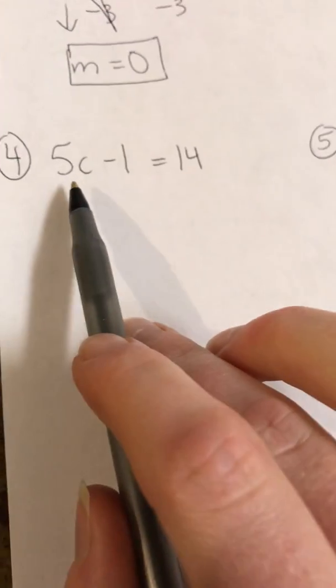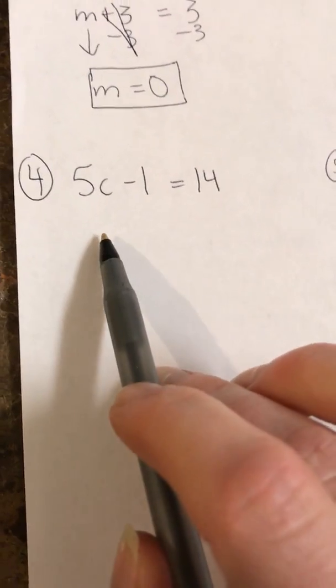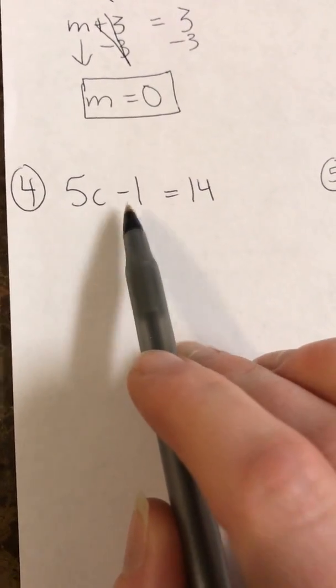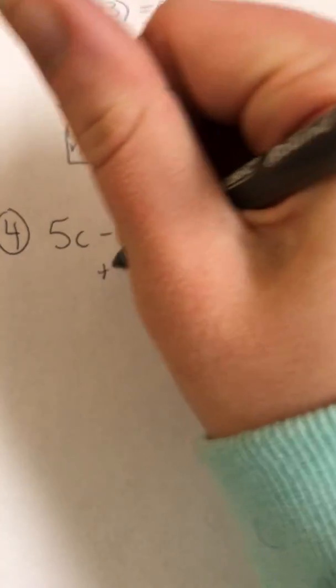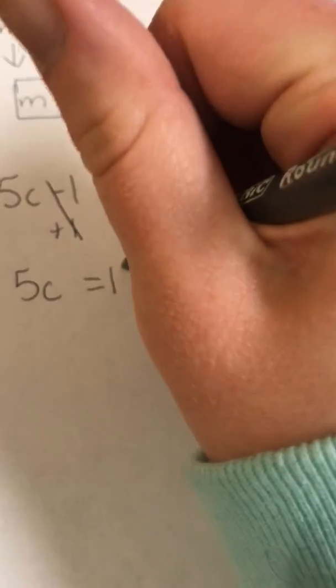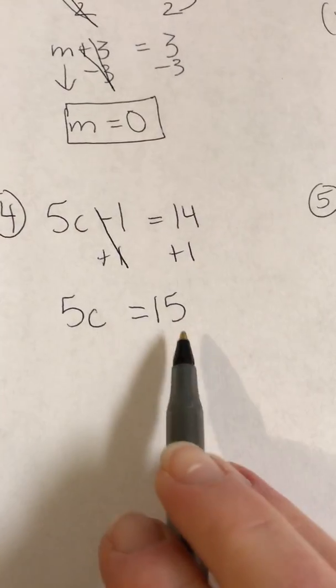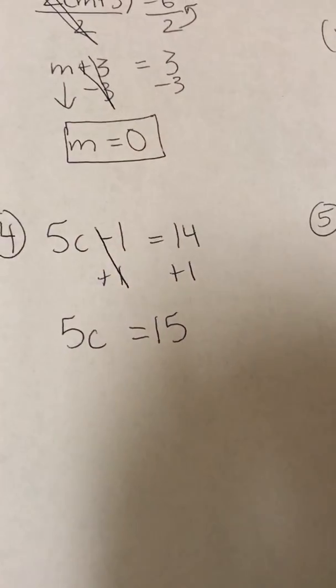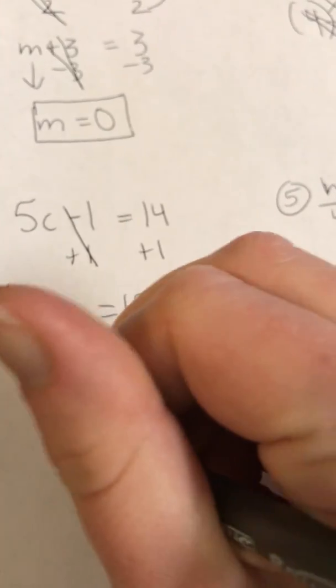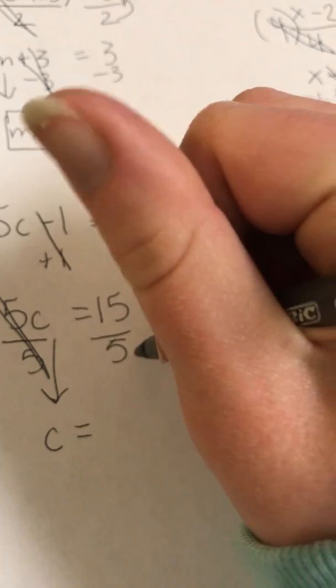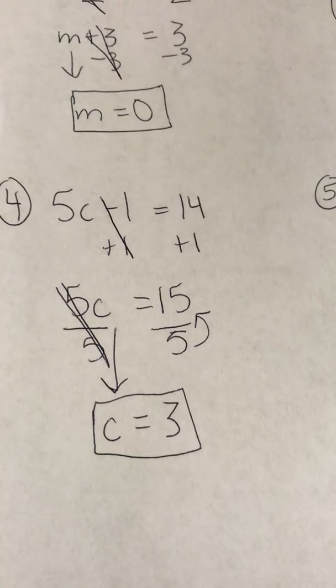Number 4. 5c minus 1 equals 14. So on this one, I would take this 1 away first like we did on the last one. Plus 1 to both sides. Cancels out. 5c equals 14 plus 1 is 15. Now we have 5c equals 15. The opposite of 5c, that's showing 5 times c, we need to divide. So we got to divide by 5 to get that c by itself. Bring the c on down. 5 goes into 15 3 times. C equals 3.